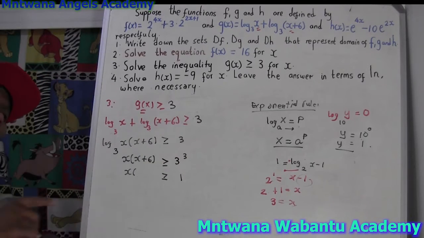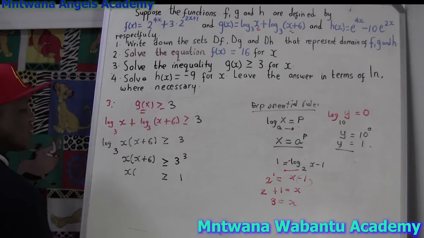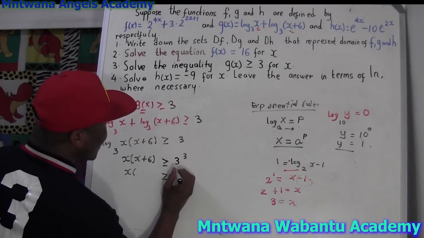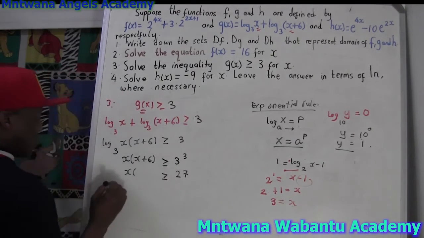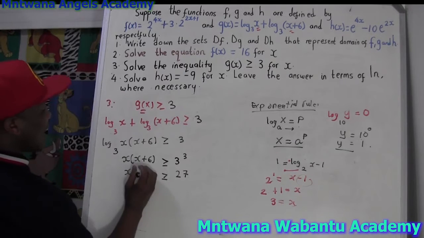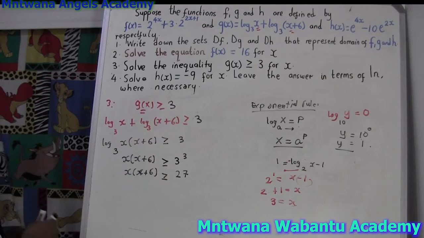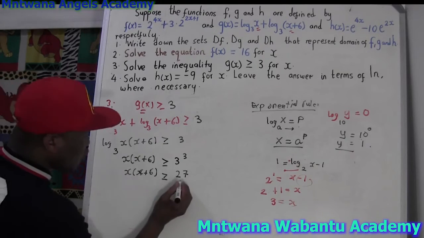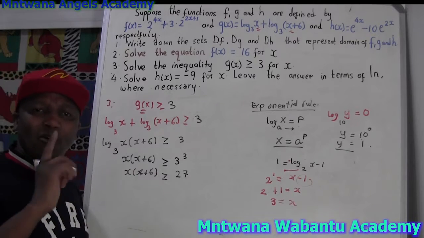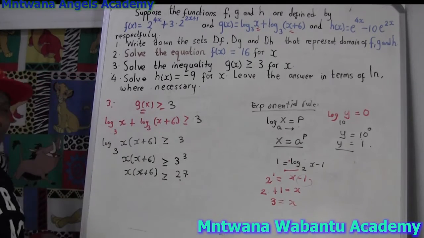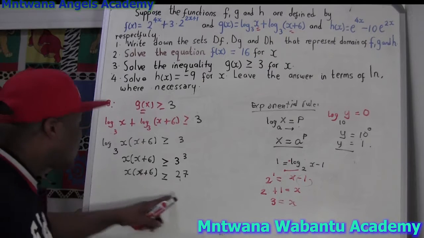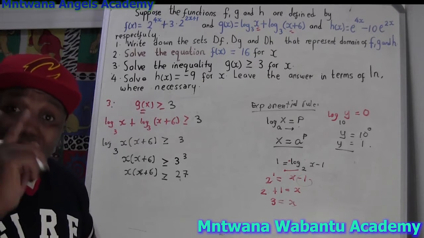What you gonna do? 3 times 3 equal to 27. Now you've got x plus 6. So now this is quadratic. Can't you compare? No, never compare a quadratic if there's no 0 here. Don't say x equals 27 and this equals 27. You only do that when there's a 0.